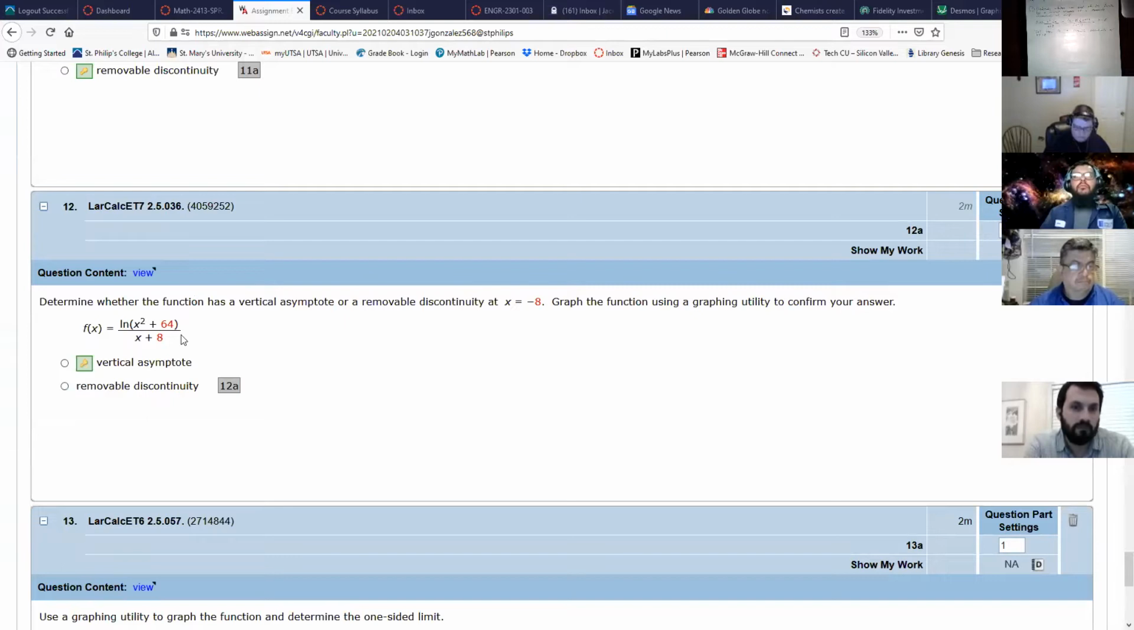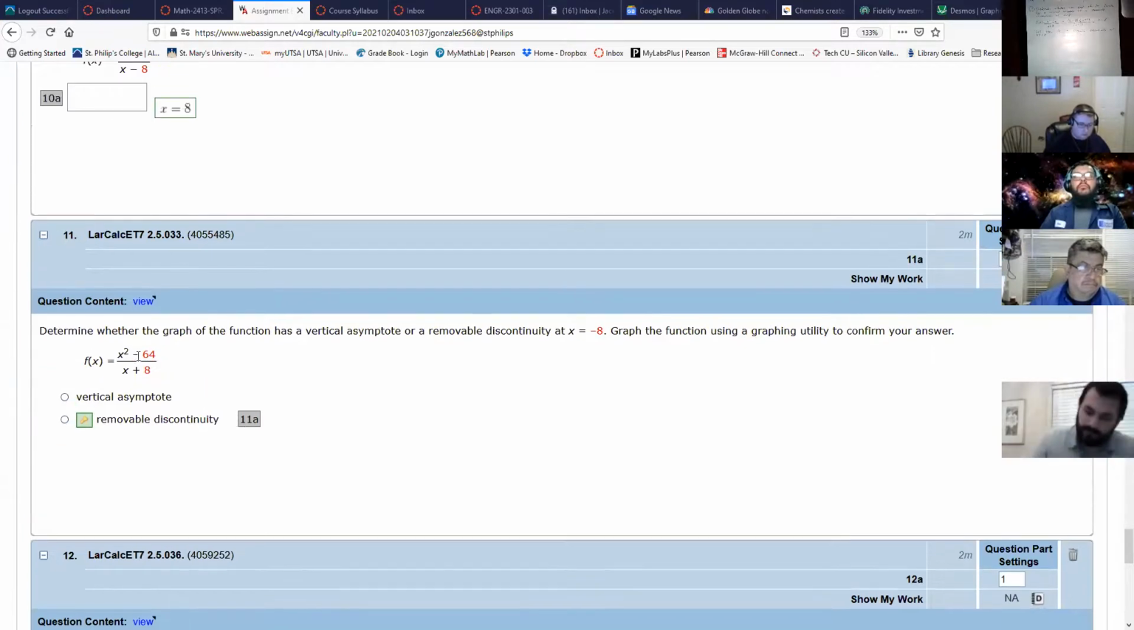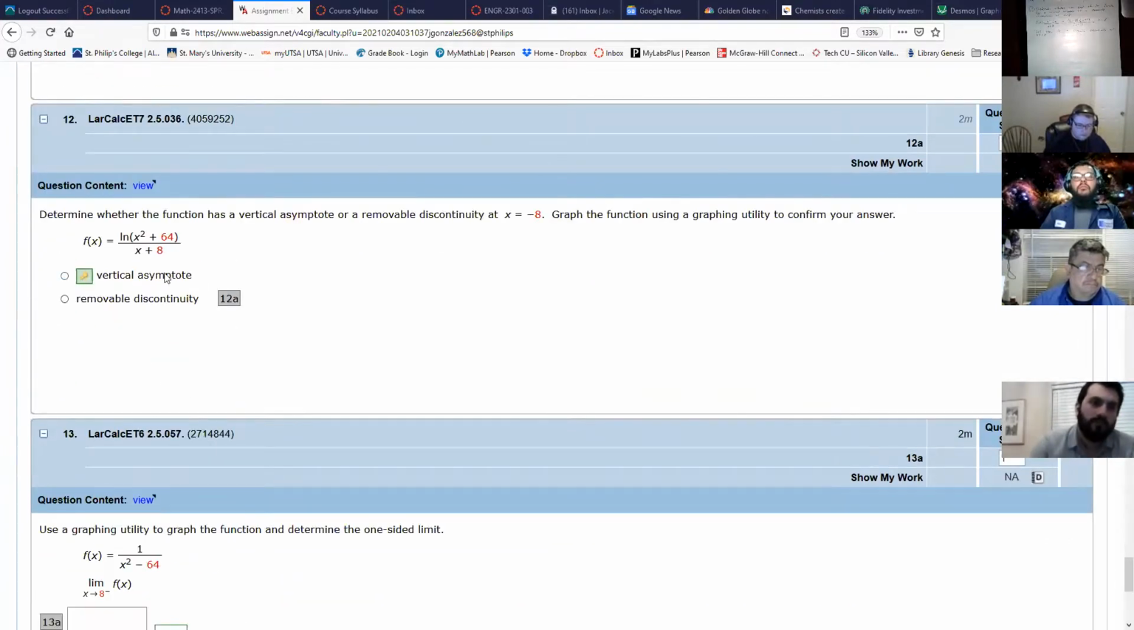It's like, check this guy out. You can't factor the top, so it's not removable because it doesn't cancel, like we did on the paper on the other example. This guy factored and canceled, therefore it was removable. This one does not have that happen.